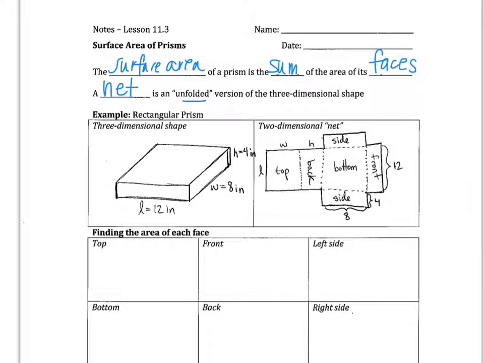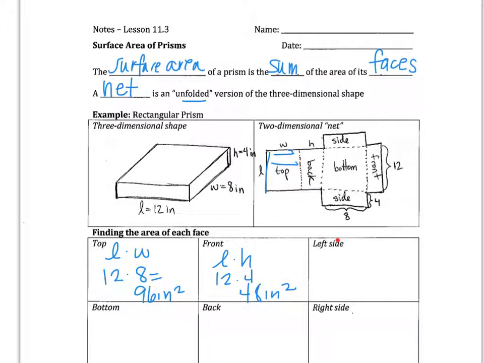We're going to start with the top, and that's right here. So let's find the area of the top. That will be length times width. So this is the width, and that's the length, and that is going to be 12 times 8. And so that is going to be 96 inches squared in its area. Now the front. So the front is right here, and that's going to be 4 times 12. So it's length times height, and that is 12 times 4, which is going to be 48 inches squared.